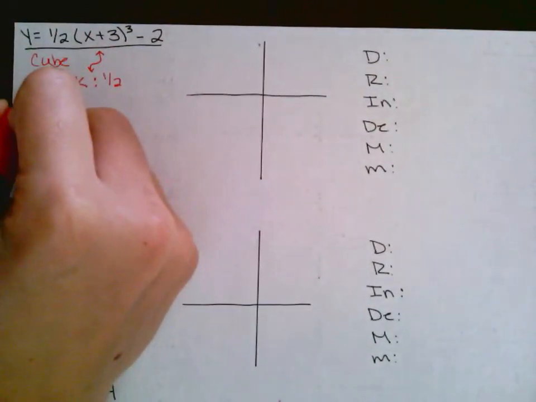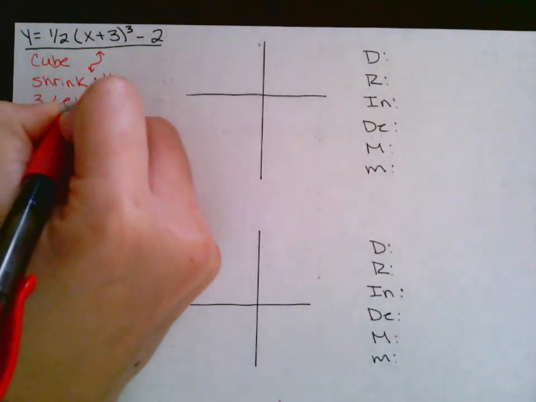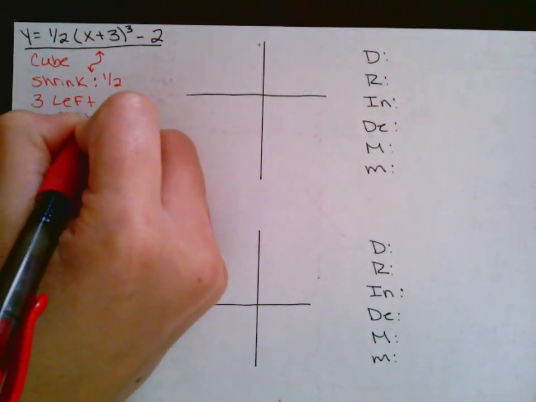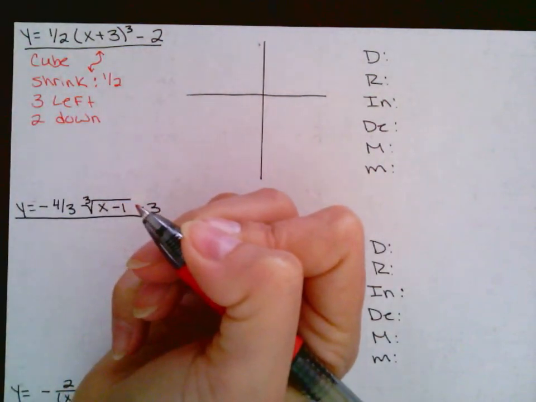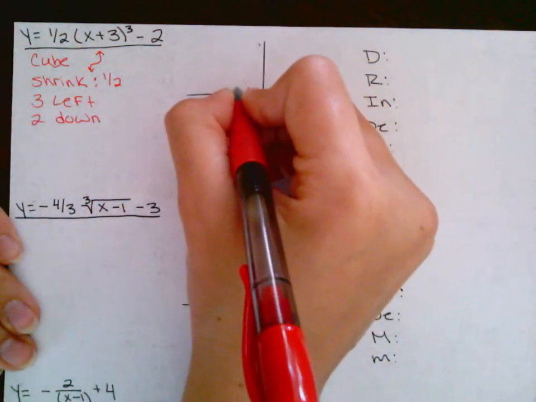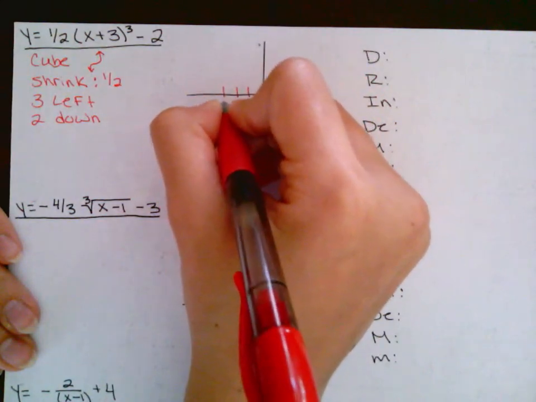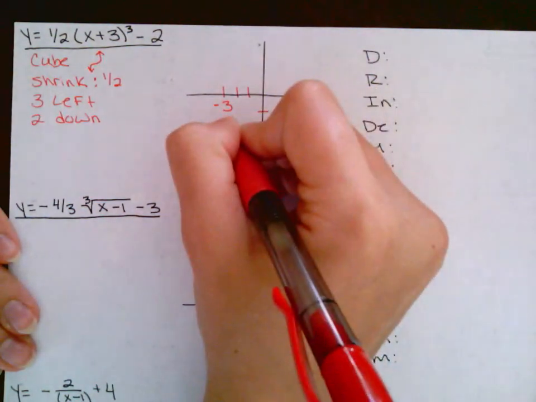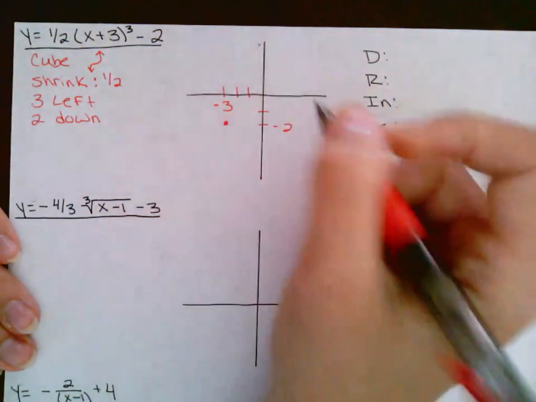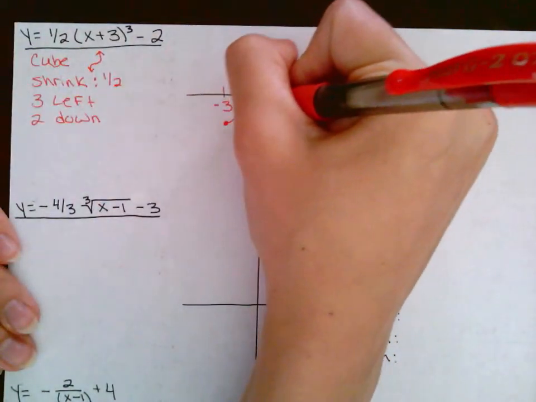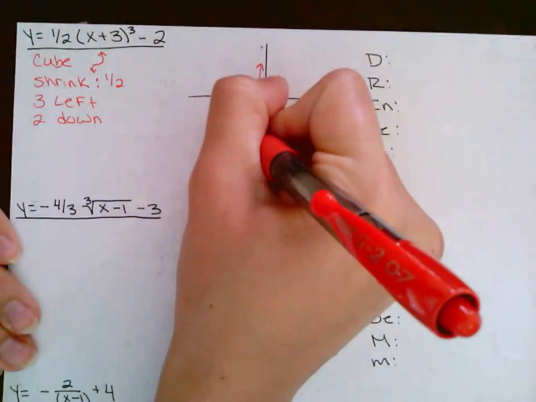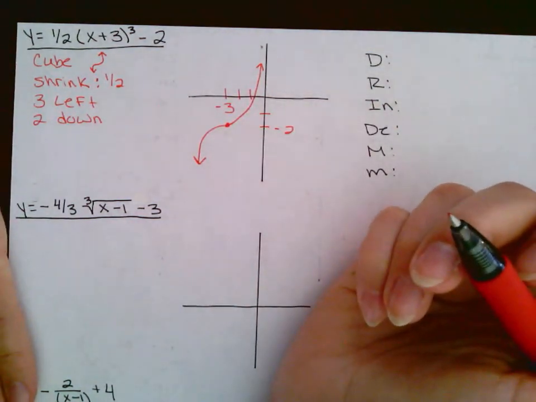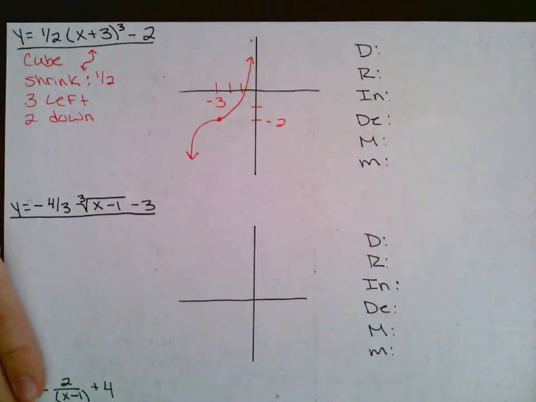There's a plus 3 on the inside, so it's going to go 3 to the left, opposite the sign. And a minus 2 on the outside, so it's going to go 2 down. Okay? So 3 to the left, 1, 2, 3. And then 2 down. I'm going to go ahead and draw a dot there. Okay, it didn't flip, so I'm just going to draw my robot. We go up this way and down this way. Okay? And don't ever worry about your drawing skills. That will never be as bad as mine.